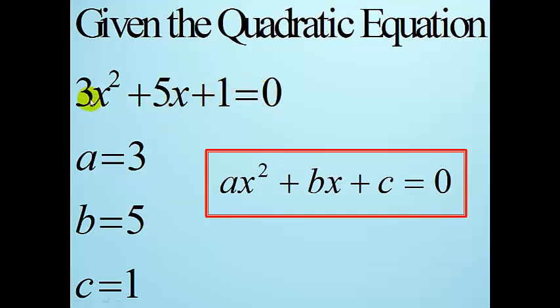The coefficient of the square term is 3. That means that a is equal to 3. The coefficient of the x term is 5. That means that b is equal to 5. And the constant is plus 1. That means that c is equal to 1.